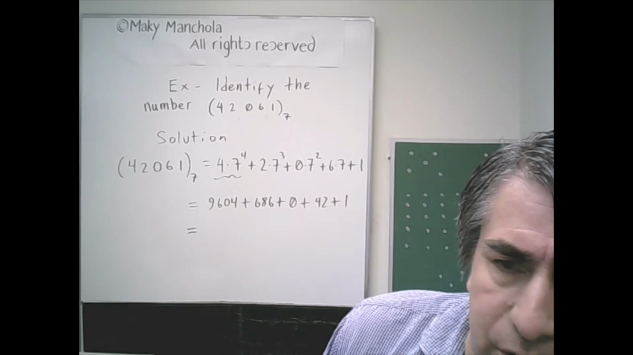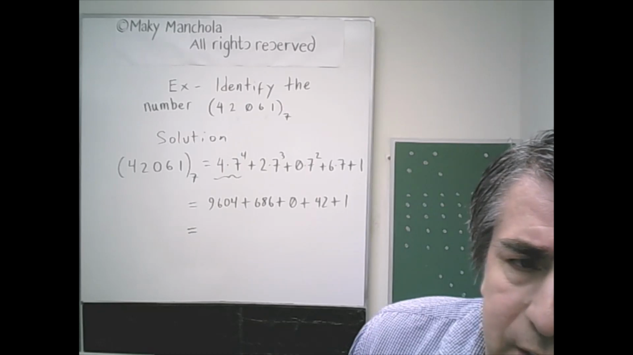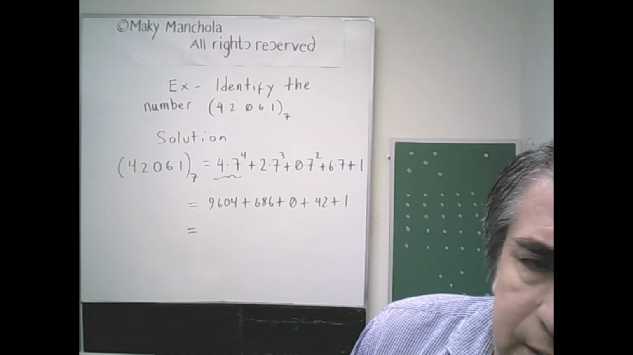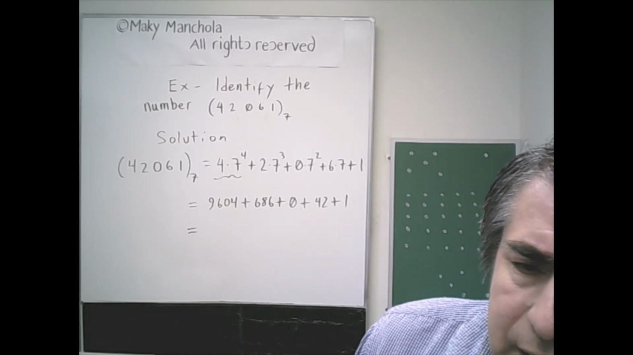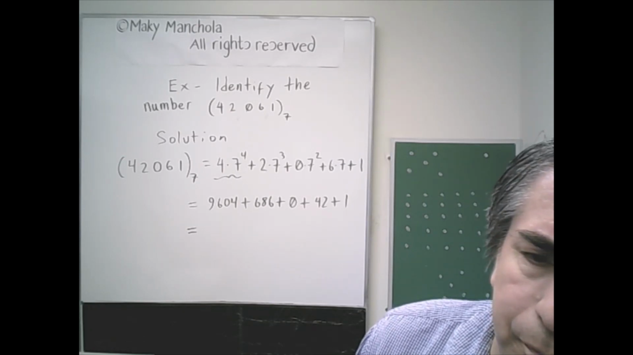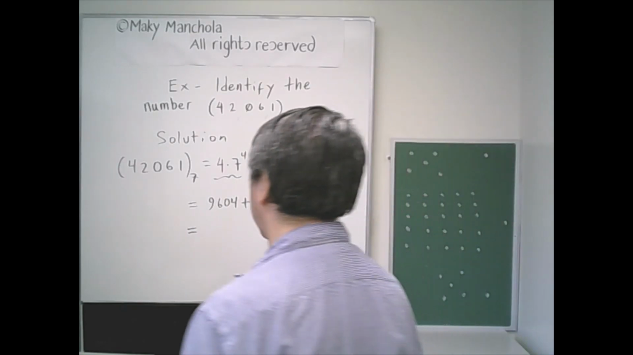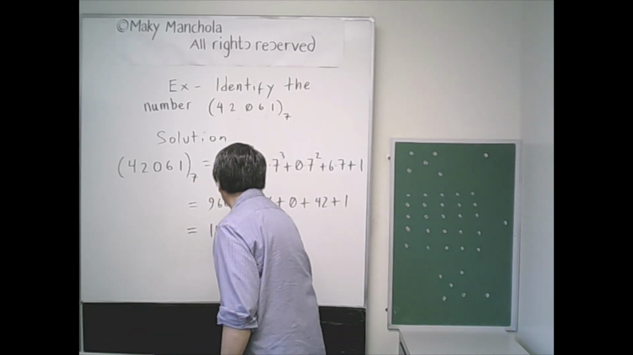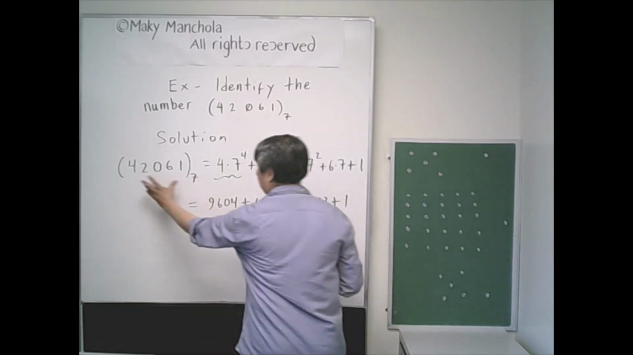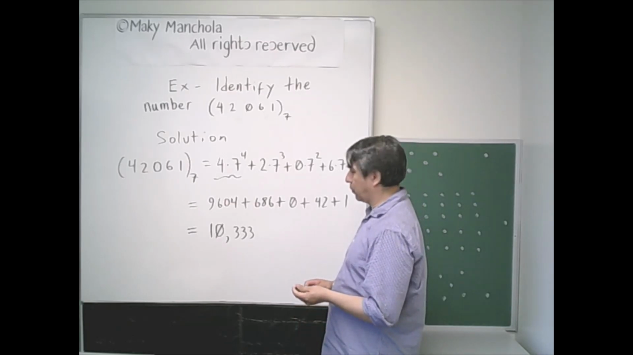Okay, so let's finish it up. So I have 9,604 plus 686 plus 42 plus 1, which is 43. So we're getting 10,333. Alright, so that number, which was expressed in base 7, happens to be the number 10,333.